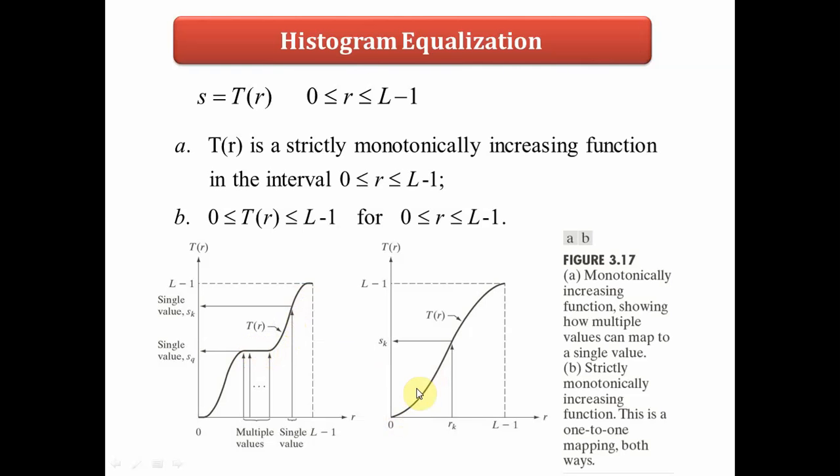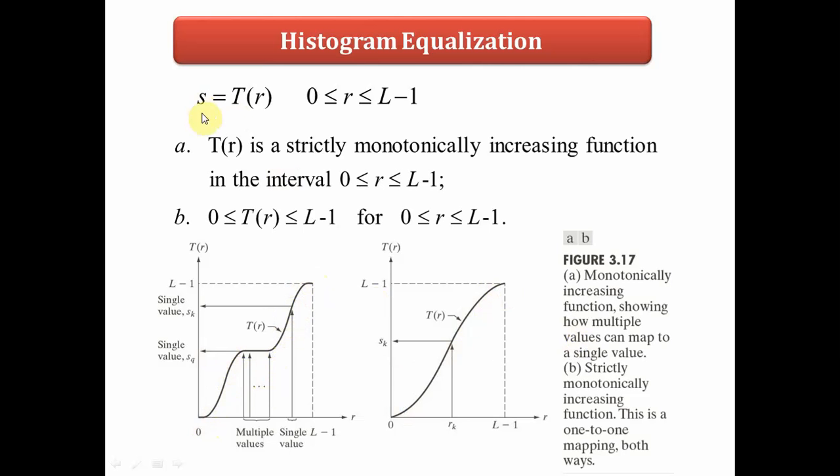You may have only a strictly monotonically increasing function. Strictly means if you are giving anything in the input, it will have a different value at the output. For a particular gray level, it will have a different output level. That is known as strictly monotonic. This one is not strictly monotonic. It is monotonic up to this extent, then it gives a single value for these multiple values, and then it goes again monotonically increasing.